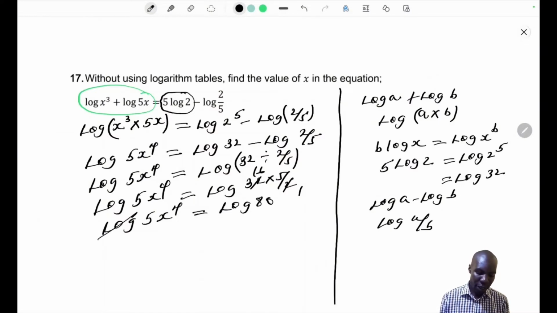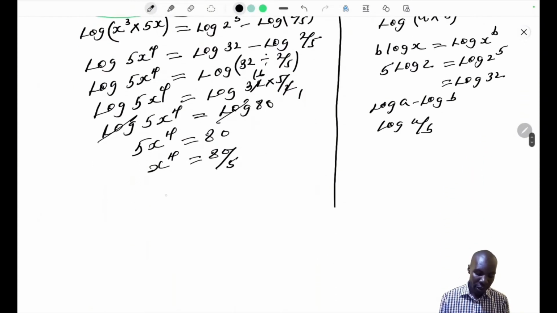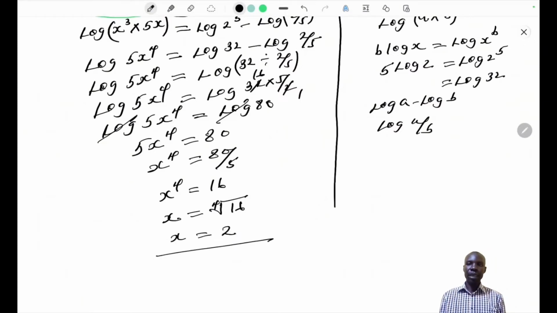Then we can cancel the log. We remain with the x. 5x to the power 4 equals 80. x to the power 4 equals 80 over 5. So x to the power 4 equals 16. x is the fourth root of 16. So x is equal to 2. That is the answer.